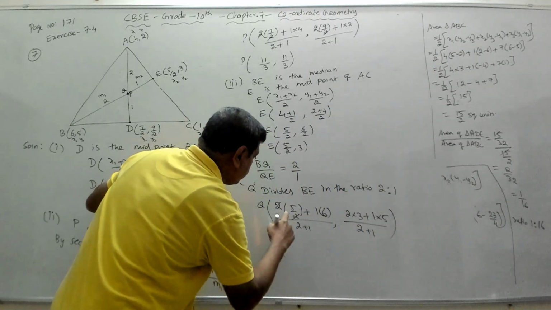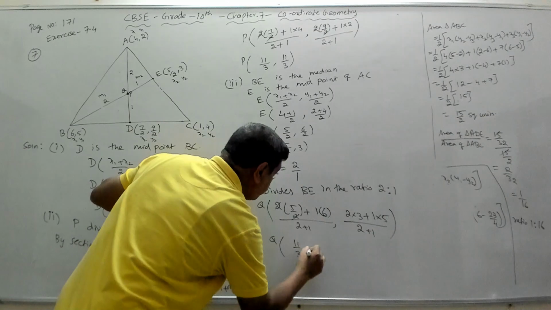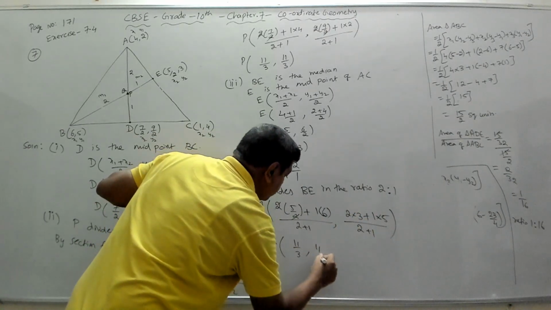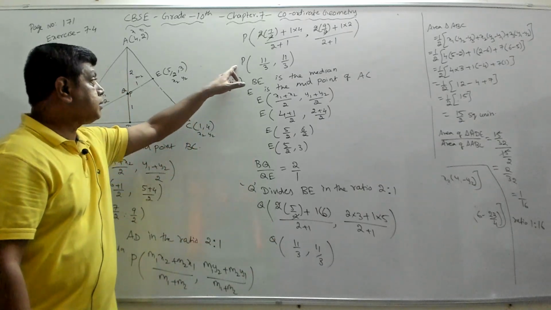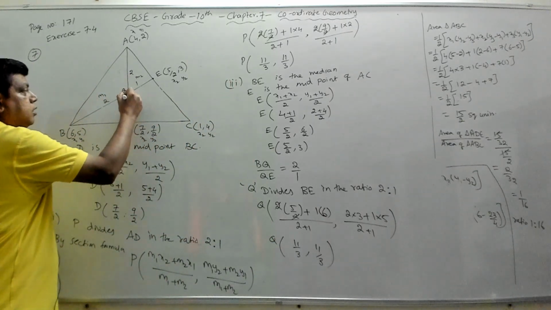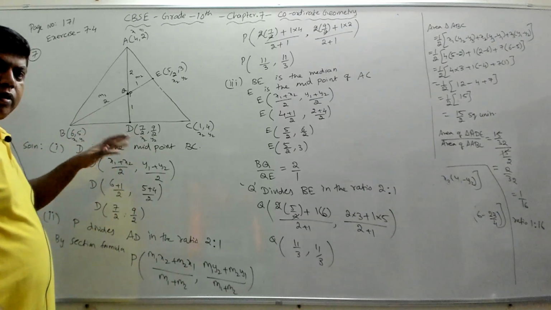You get Q of 5 plus 6 is 11 by 3 comma 6 plus 5 is 11 by 3. So here also you get Q as 11 by 3 comma 11 by 3, which means your Q is the same as P. That's why I put the Q on top of P.